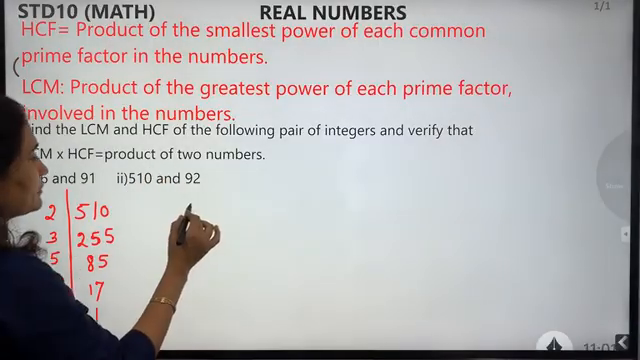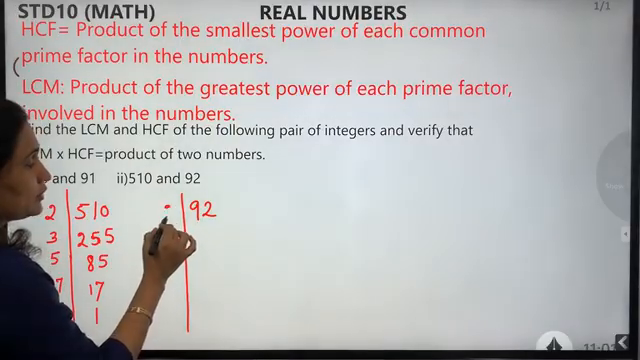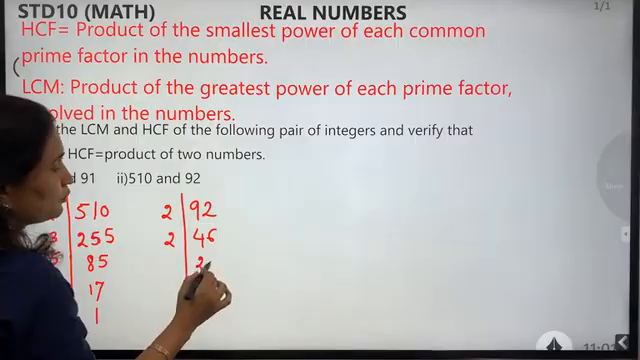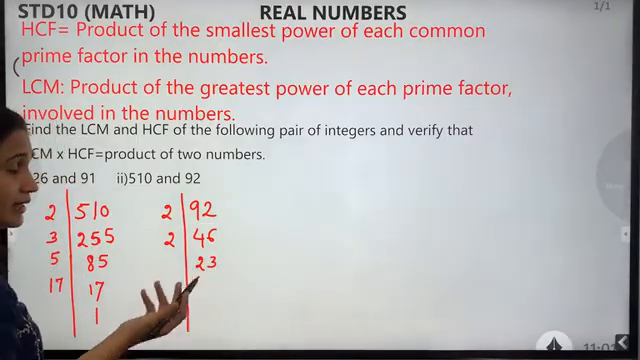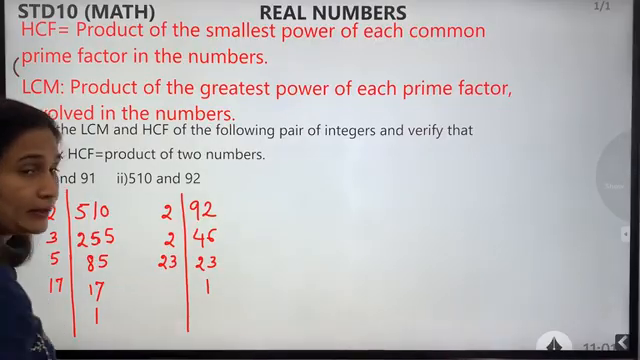Come to the next number, which is 92. So, I will try with 92, goes by 2. 2 4s are 8, 2 6s are 12, 2 2s are 4, 2 3s are 6 and 23 itself is a prime number. So, children, 23 1s are 23.